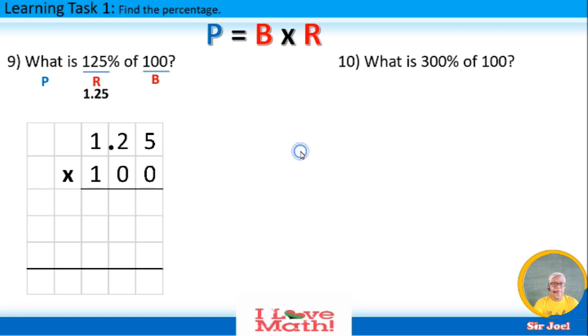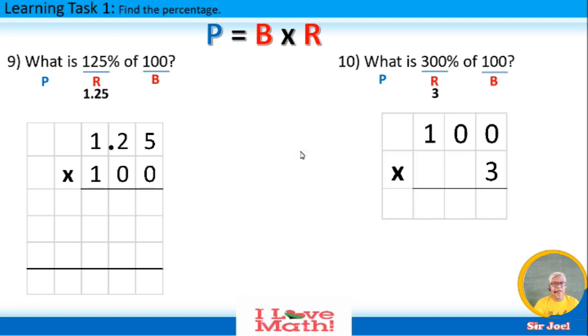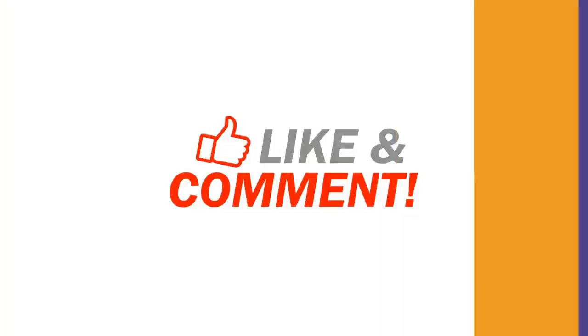And lastly, problem number 10, what is 300% of 100? Our rate ay 300%. And 300% is equivalent to 3. Then, we have the percentage, which is the unknown, and after the word of is the base. Tama? Which is 100. To solve the problem, di 100 times 3. So, yan yung way on how you can solve the percentage.